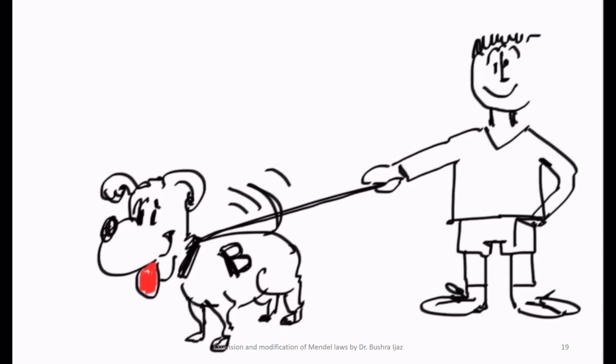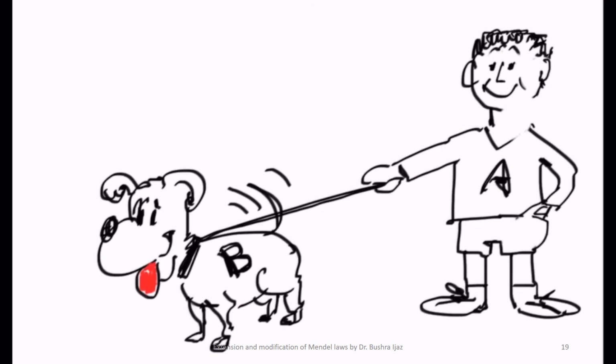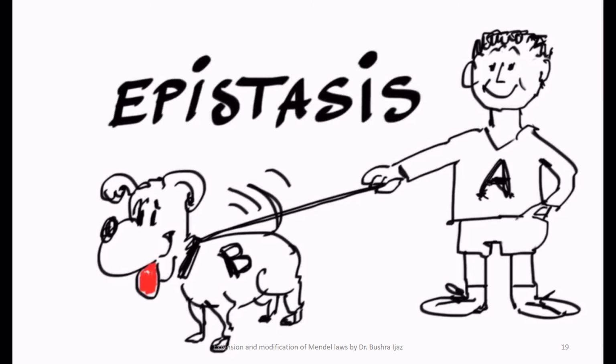Epistasis may seem like a complex concept, but it can be reduced to a few simple moving parts. This doggy represents one gene called B. Epistasis occurs when another gene called A affects its expression. Think of A as holding B on a leash. We will see that the leash can come in different types.